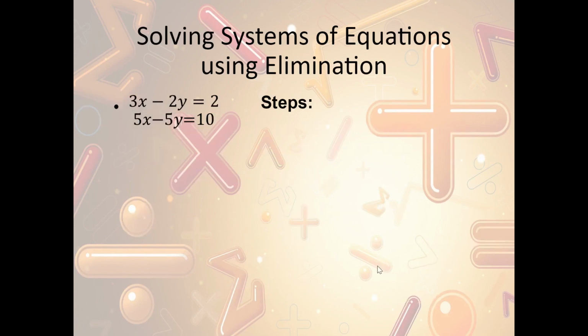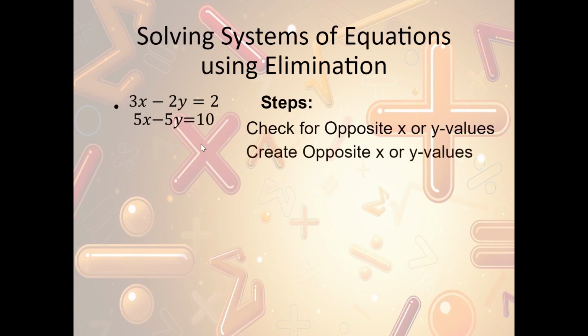Let's look at another example. We have 3x minus 2y is equal to 2, and 5x minus 5y is equal to 10. So again, I'm going to check for opposite x or y values. 3 and 5 are not opposites, and negative 2 and negative 5 are not opposites.